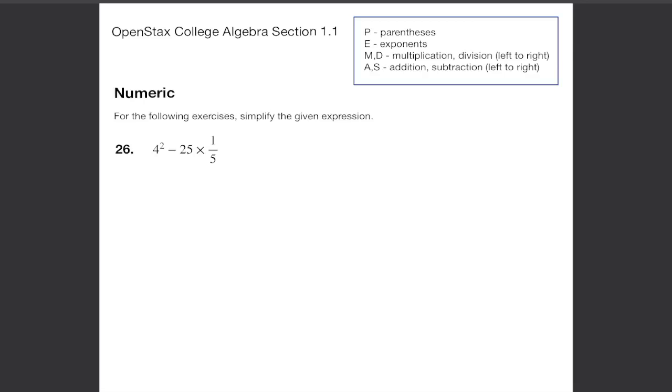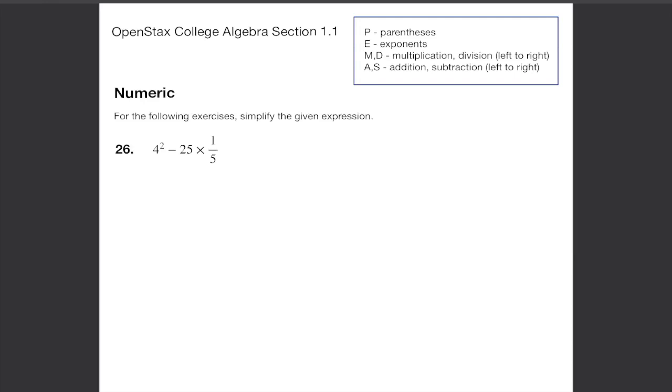Welcome! In this video, we're going to take a look at problem 26. It is out of section 1.1 in College Algebra by OpenStax. All right, so we have to simplify the given expression, and we have to follow the order of operations.